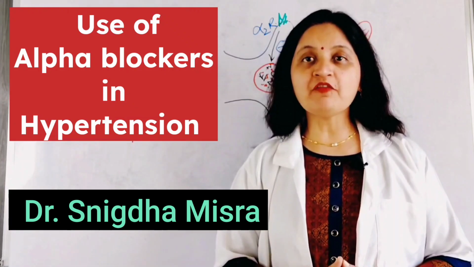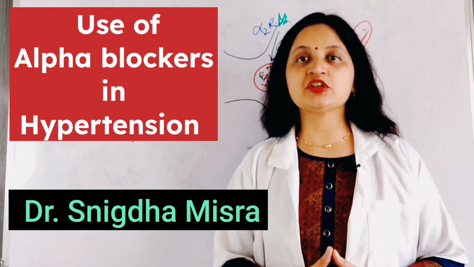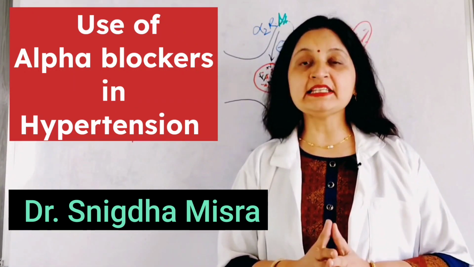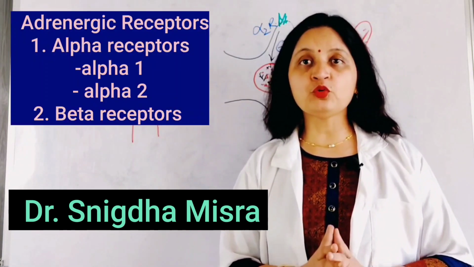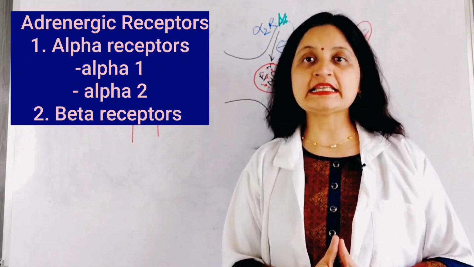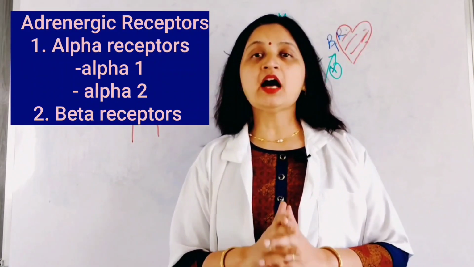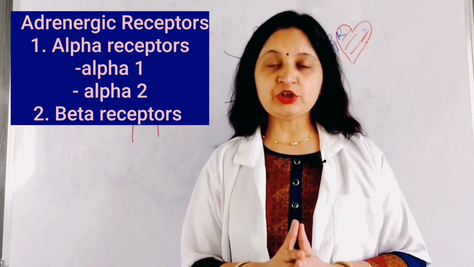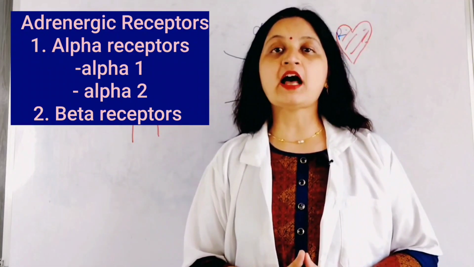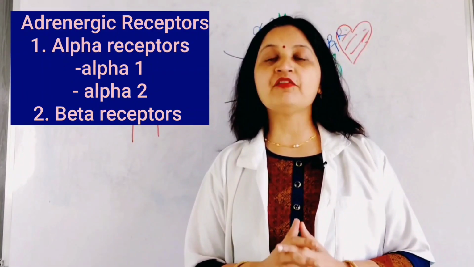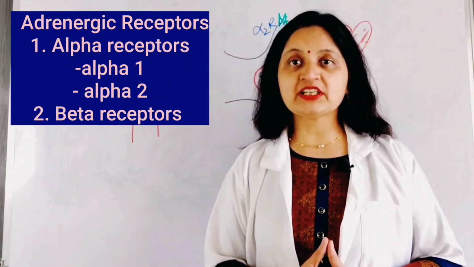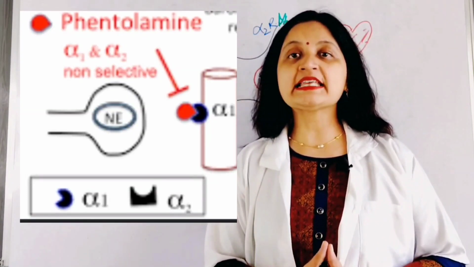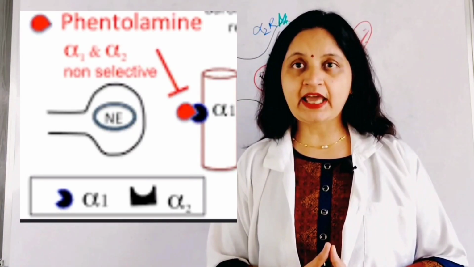on the use of alpha blockers in hypertension. Before we get into these details, it is important to know that the adrenergic receptors are of two types, alpha receptors and beta receptors. The alpha receptors are in turn divided into two subtypes, that is alpha 1 subtype and alpha 2 receptor subtype. Alpha blockers produce pharmacological actions by antagonizing alpha receptor mediated actions.